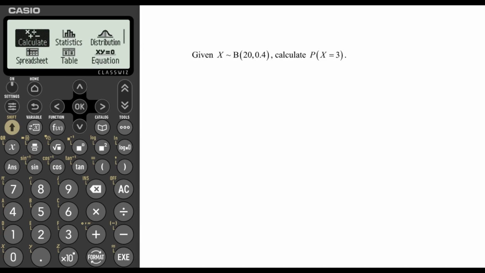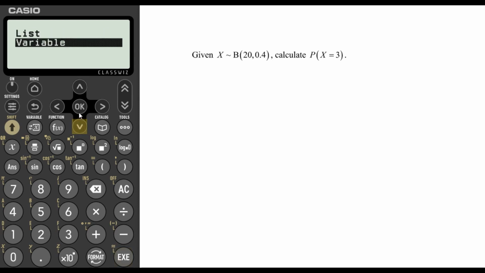We can use our calculator to work with binomial distribution. In this example, we are given that x is binomially distributed with parameters 20 and 0.4, and with this we have to calculate the probability that x is equal to 3. From the main menu, go to the distribution sub-menu. Because we are calculating x equals something, we need a binomial PD.